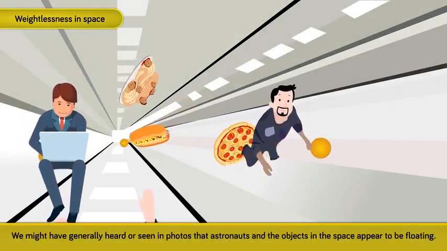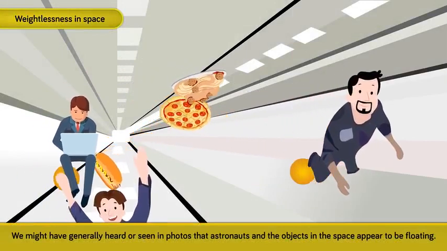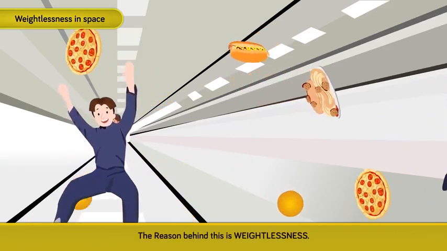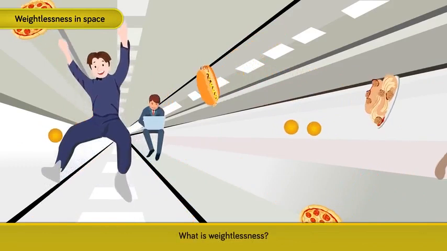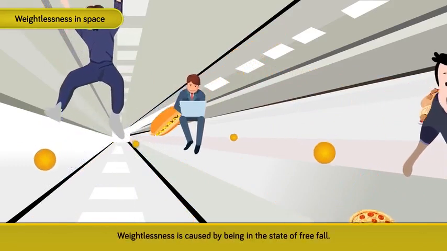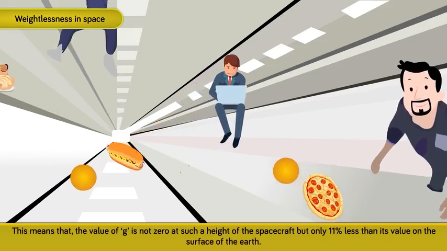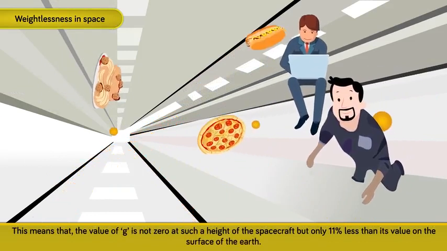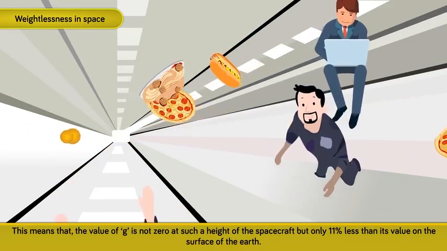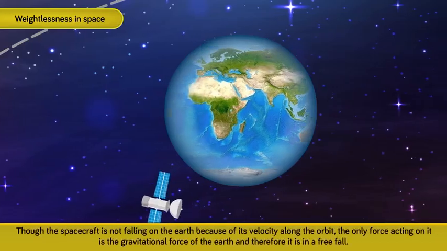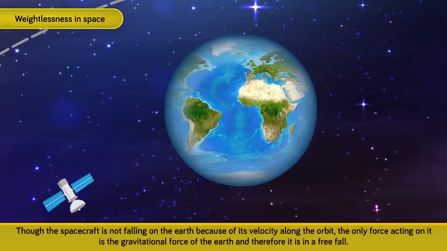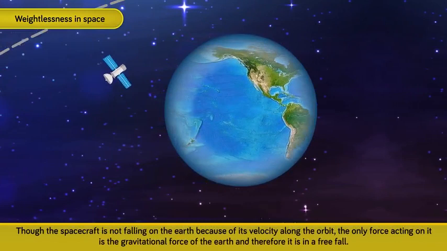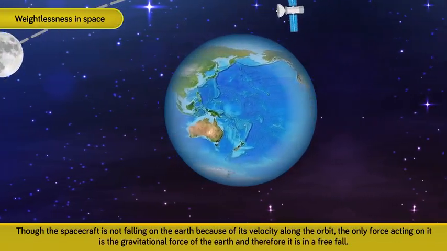We might have generally heard or seen in photos that astronauts and the objects in space appear to be floating. The reason behind this is weightlessness. What is weightlessness? Weightlessness is caused by being in the state of free fall. This means that the value of g is not 0 at such a height of the spacecraft, but only 11% less than its value on the surface of the Earth. Though the spacecraft is not falling on the Earth because of its velocity along the orbit, the only force acting on it is the gravitational force of the Earth, and therefore it is in a free fall.